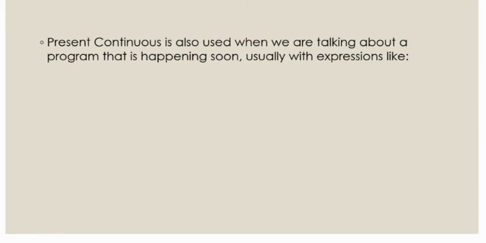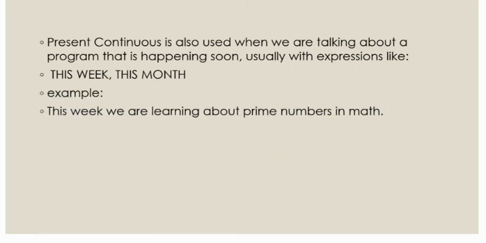Good for you. All right, so the present continuous is also used when we are talking about a program that is happening soon. So usually with expressions like this week or this month. For example, this week we are learning. Look, we have our being verb and we have ing after the verb. This week we are learning about prime numbers and math. So if you have expressions like this week or this month, we're going to use the present continuous tense.